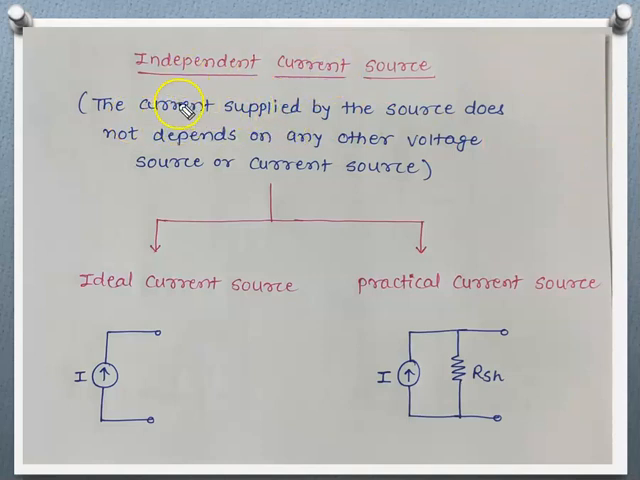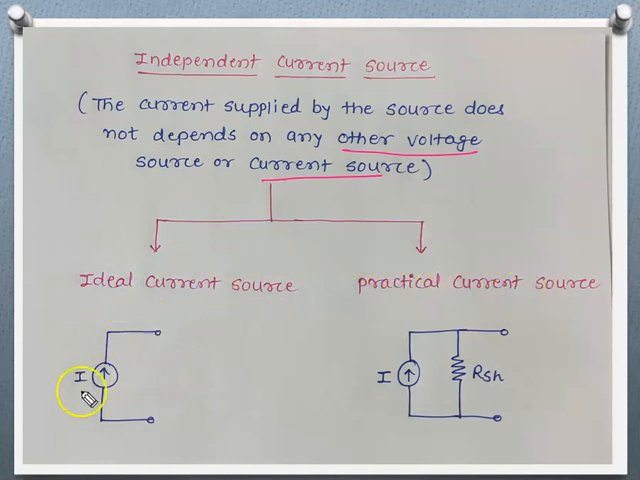In case of this independent current source, the current supplied by the source does not depend on any other voltage source or current source. Then it is called an independent current source. Independent current sources are again classified into ideal current source and practical current source.